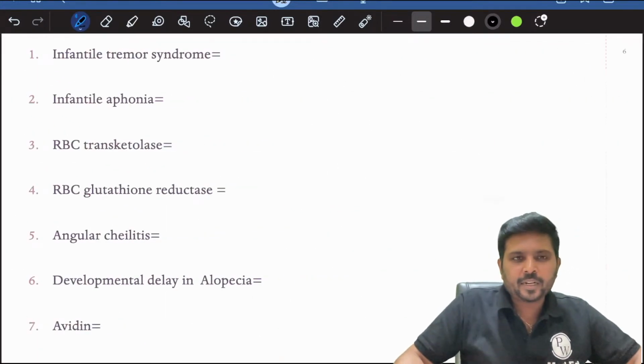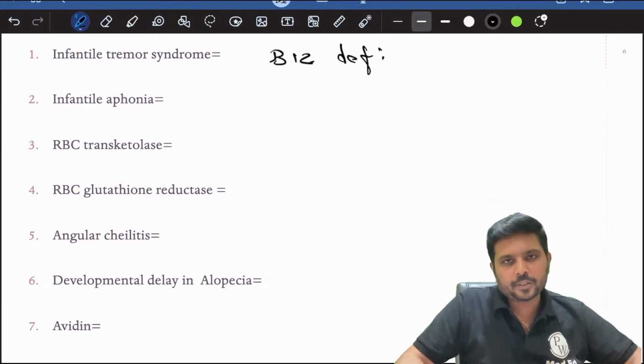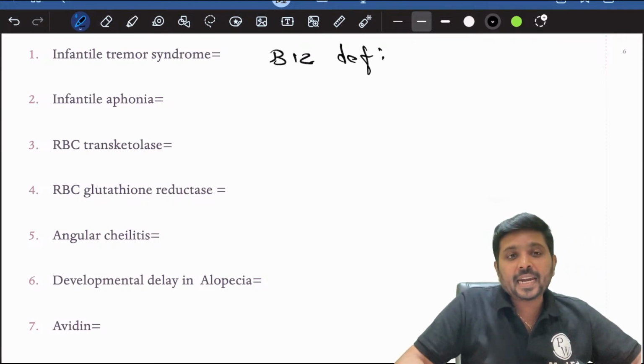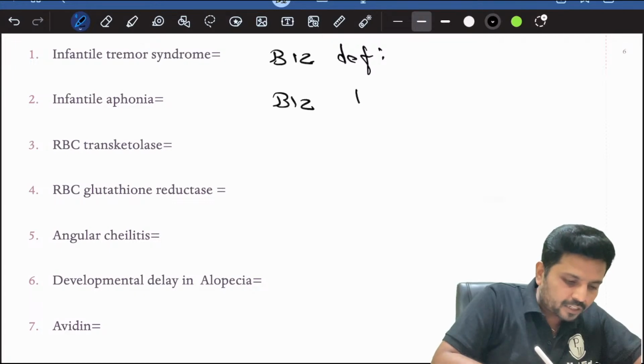Right. Which vitamin deficiency causes infantile tremor syndrome? B12 deficiency causes infantile tremor syndrome. Infantile aphonia again occurs in B12 deficiency.